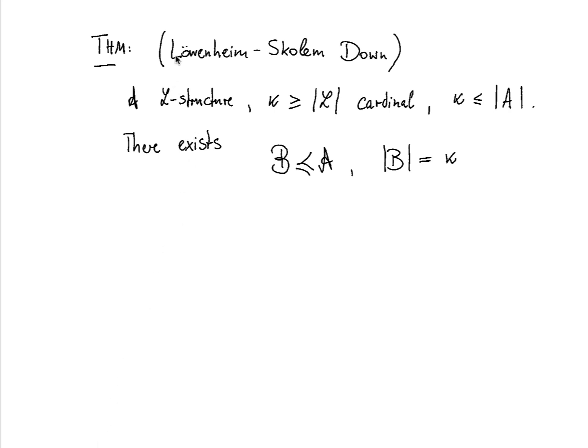So here's the statement of the corresponding theorem, called the downward version of the Löwenheim-Skolem theorem. If A is an L structure and kappa is a cardinal at least as large as the cardinality of the language, on the previous slide I gave a little bit of an intuition why we need to require that, because otherwise we could formulate a lot of requirements over a structure that would be impossible to meet with a structure of cardinality less than the cardinality of the language. And we also have that the cardinal kappa is at most the cardinality of A. Then there exists an elementary substructure of A of cardinality kappa.